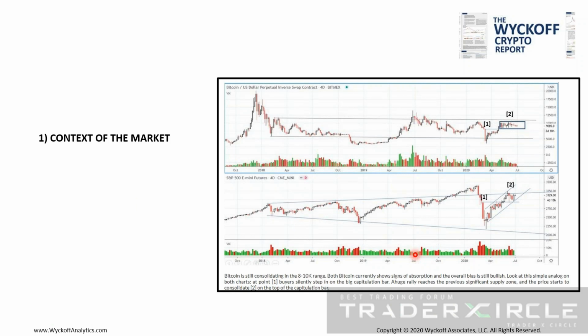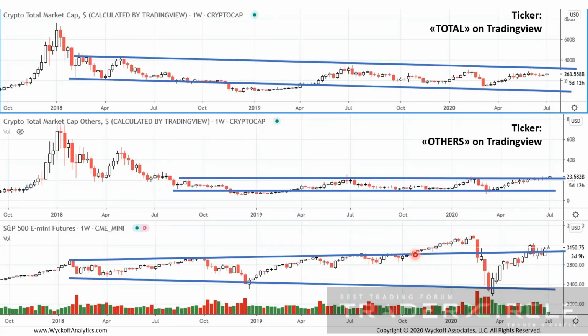Many traders today use two indexes that we can easily find on TradingView: Total and Others. These two market cap indexes are calculated by TradingView. The first one is the index of the global market cap, Bitcoin plus the altcoins universe. The second index represents the low caps, the most speculative crypto assets. As you can see, both indexes show a multi-year consolidation almost in sync with the S&P.